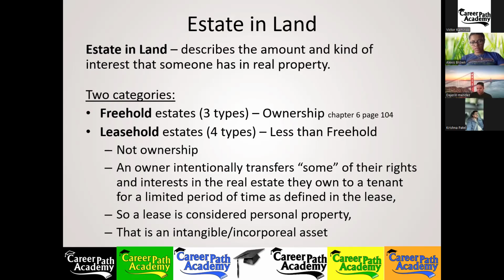Do you guys recall what the three types of freehold estates are? Fee simple. Yes, fee simple. What was it? Fee simple determinable or defeasible. Determinable. And a life estate. Life estate. Yeah.